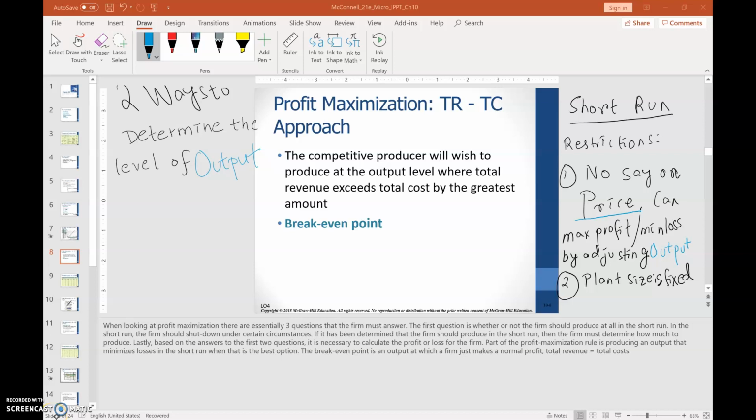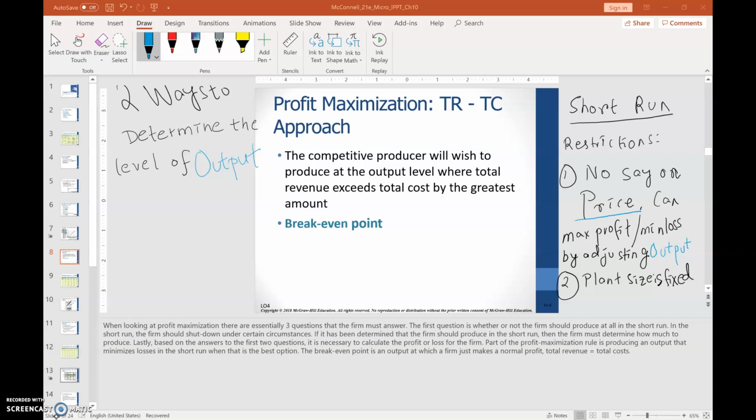Hey everyone, we are still in the short run of a perfectly competitive market structure. There are two restrictions. Number one, the firm has no say on the price. The firm can maximize profit or minimize loss only by adjusting the level of output. Number two, in the short run, the plant size is fixed. The firm can only change the level of output by varying the variable resources, which are raw materials, labor, etc.